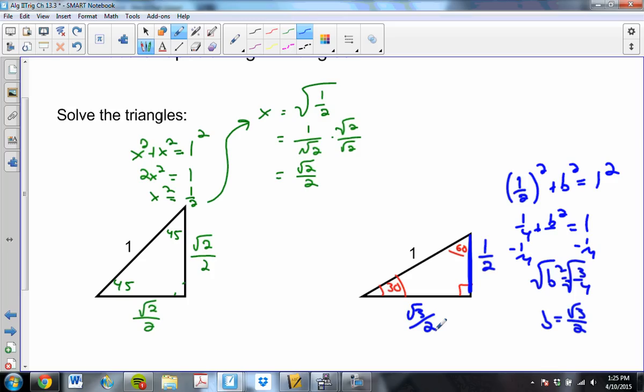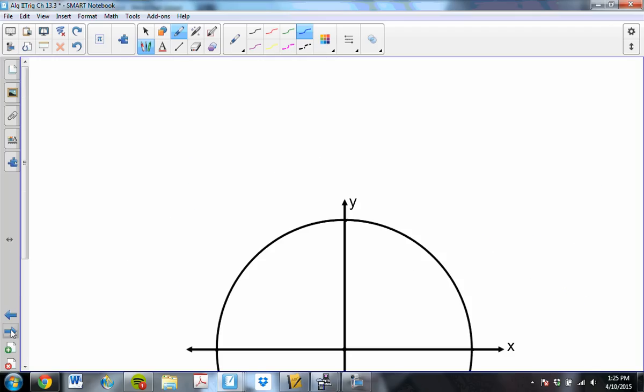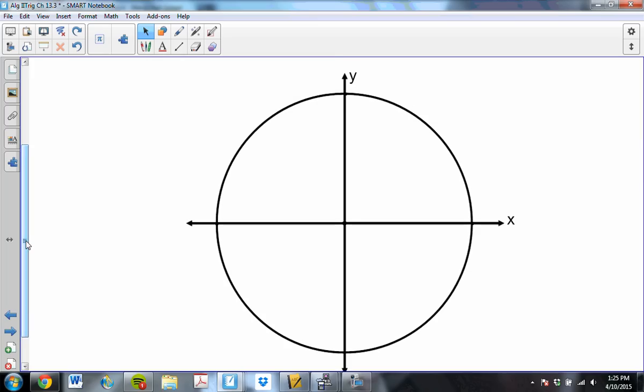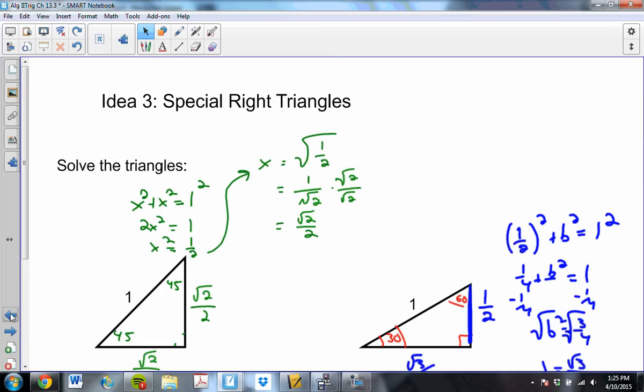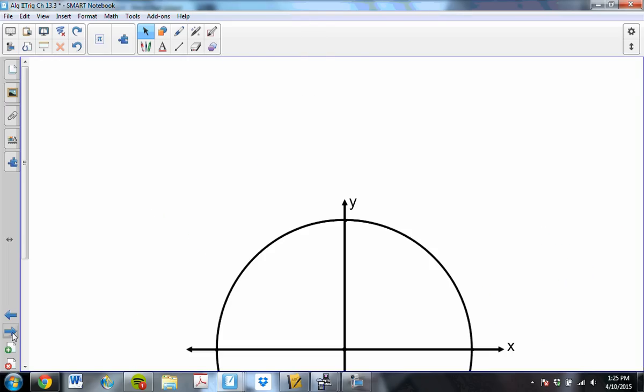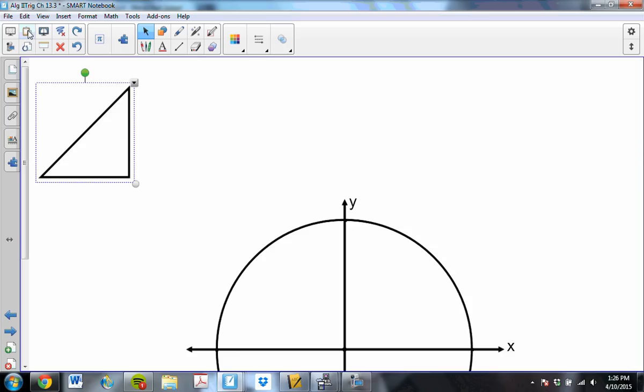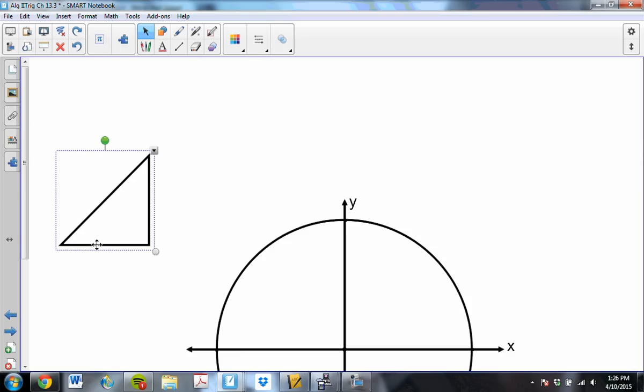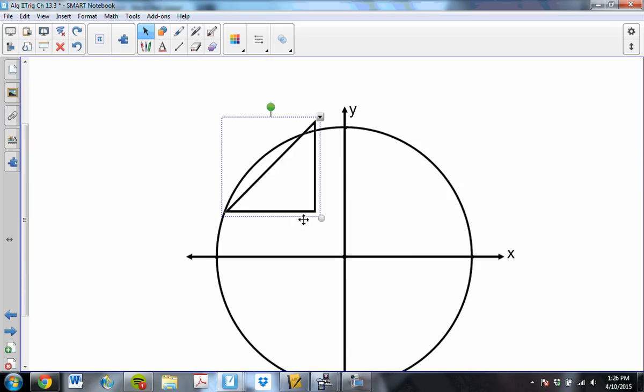Okay, those are our two special right triangles. So now if we take all three of the ideas that we have, reference angles, coordinates as distances, and special right triangles, I can look at this circle here, which we called our unit circle, and take my special right triangles and copy them over. So if I take this triangle and I copy it, and I come over here and I paste it, this triangle is going to map to this spot on the circle.